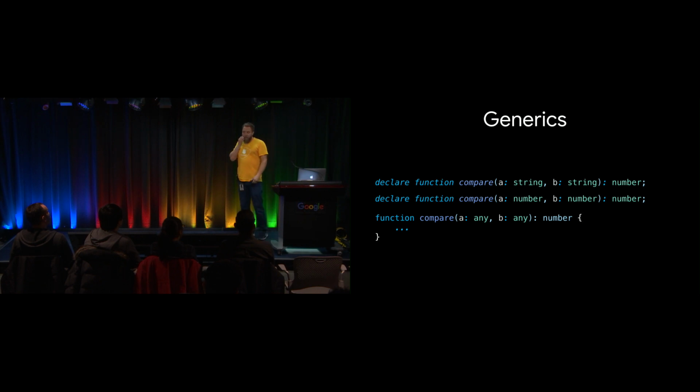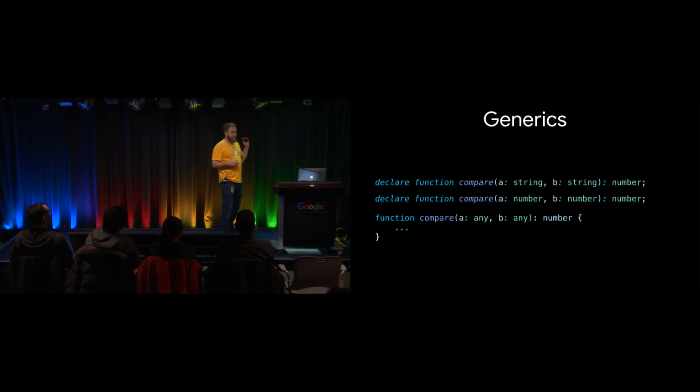Well, there are multiple ways you can do it. One of them is function overloading. So you say, OK, I have one function that will be comparing strings, and I have another function that will be comparing numbers. And then you have to have a general implementation for both of them. You can do string or number there, but you can do just any.